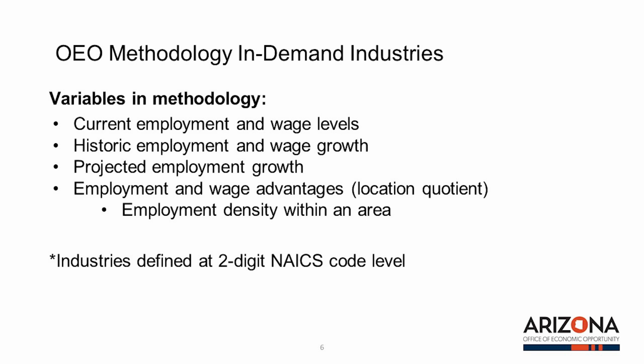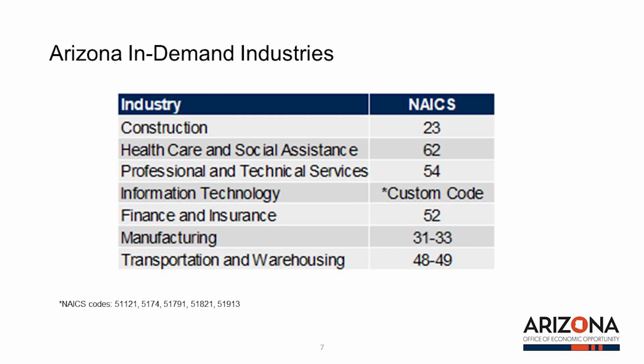So first we're going to talk about the in-demand industries, and then we'll go into the occupations later. The way we defined the industries was that we put them at the 2-digit NAICS code level, so that broadest level. I know this sounds kind of disparate, but when you put all this together, these were ultimately the in-demand industries for the state of Arizona.